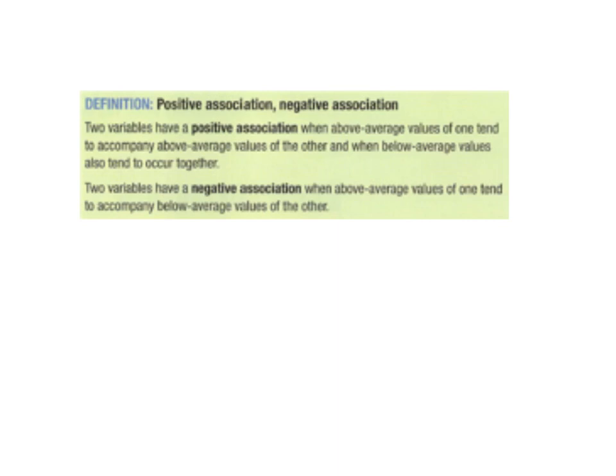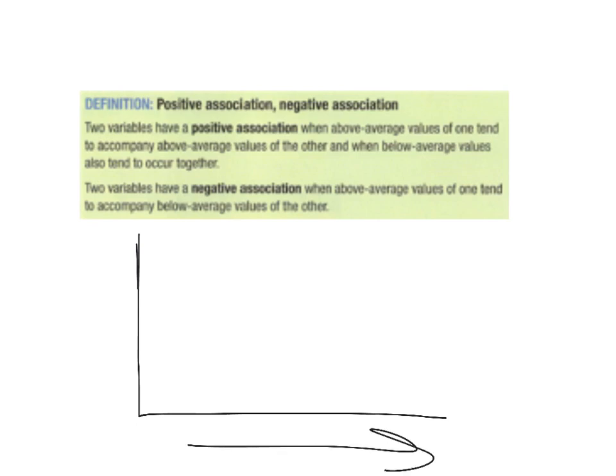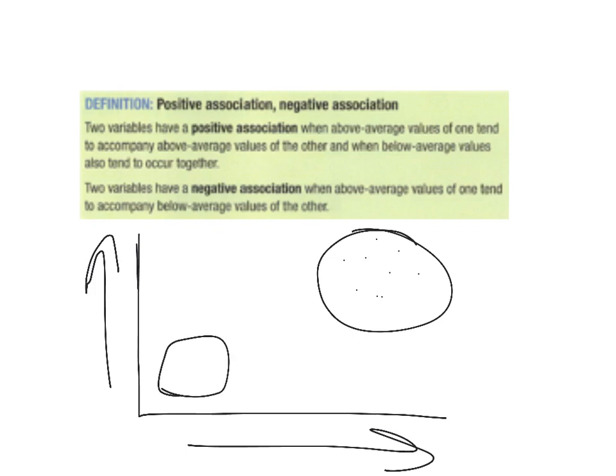Okay, so I think you already have these figured out. To me, they're pretty intuitive, but let's just make sure. We're talking about positive association versus negative association. With a positive association, above average values, so high values for one, usually accompany high values for the other. So high values go together. And then below average values for both of them also tend to go together. So you'll end up with that look for your positive association.